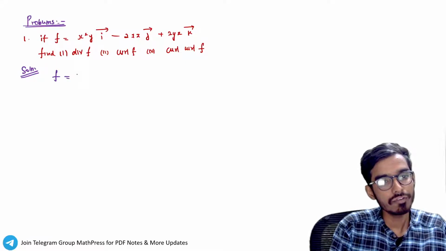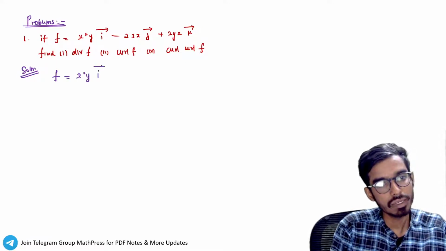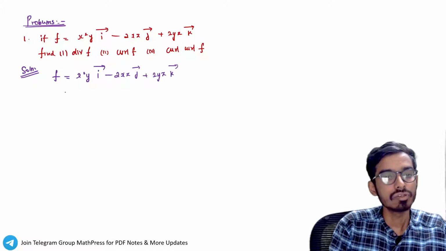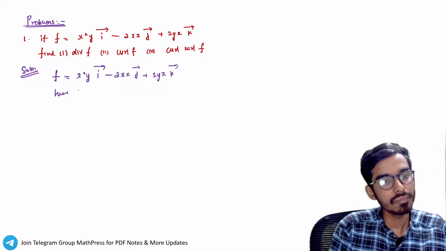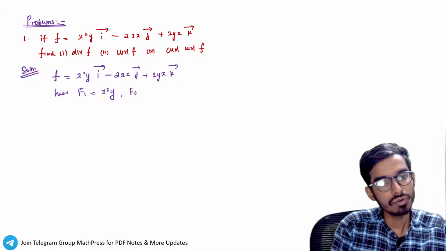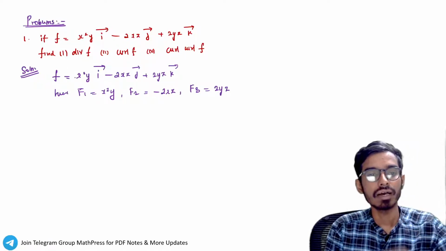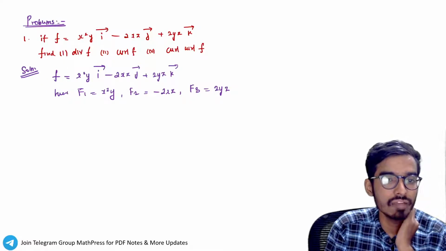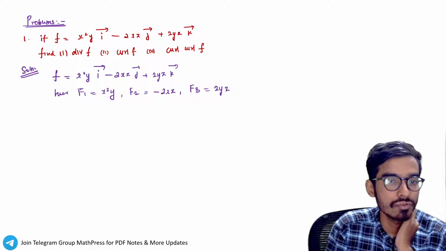So here we have f equal to x squared y i vector minus 2xz j vector plus 2yz k vector, right? So here what are f1, f2, f3? Here f1 is x squared y, f2 is minus 2xz, and f3 is 2yz, right? Because f is f1 i plus f2 j plus f3 k. So the coefficient of i is f1, this is f2, this is f3.